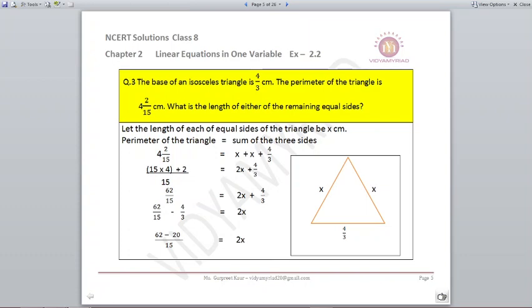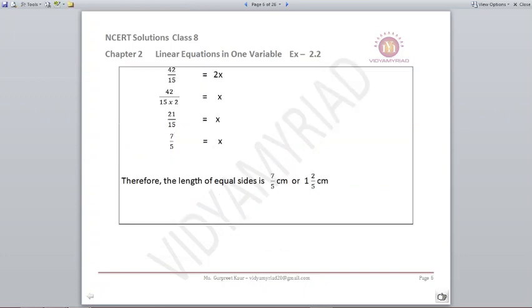Perimeter is given to us 4 2/15. Perimeter means sum of all the three sides. So x plus x plus 4/3. Solve it. Find out the value of x and you will get x as 7/5. So therefore the length of the equal side is 7/5 centimeters. You can also convert it into mixed fraction, that is 1 2/5 centimeters.